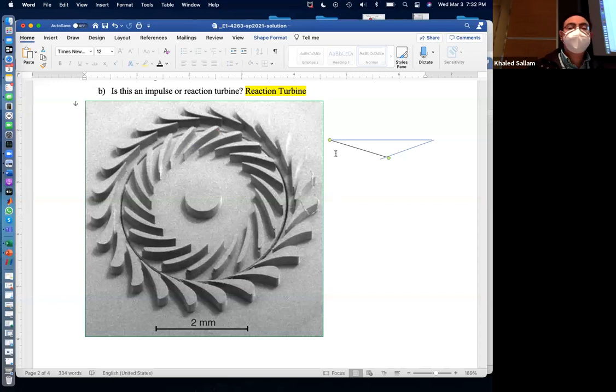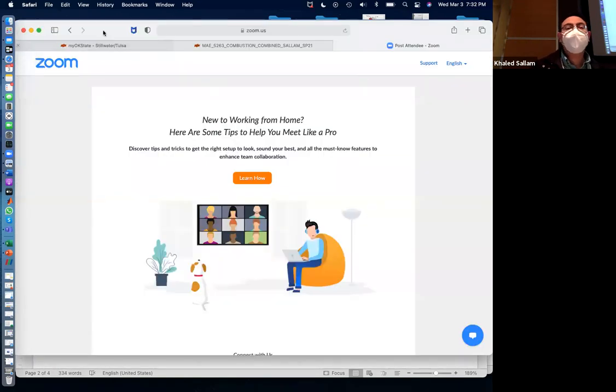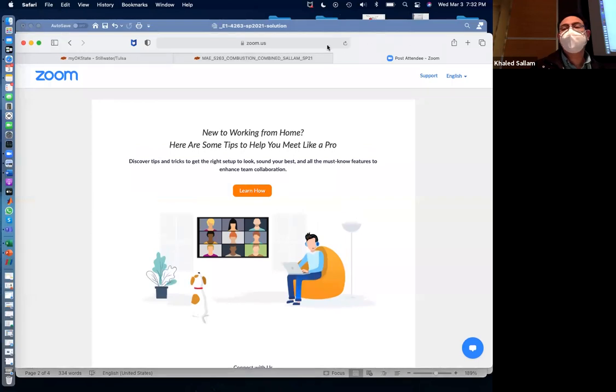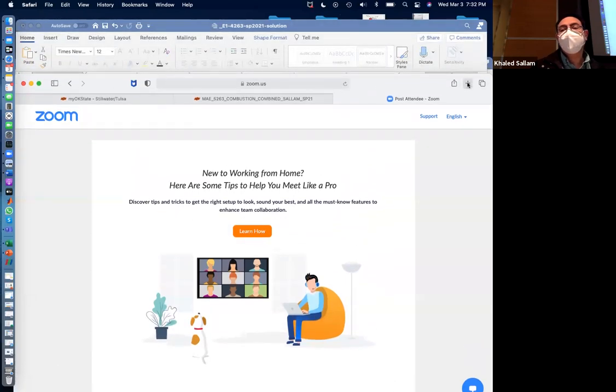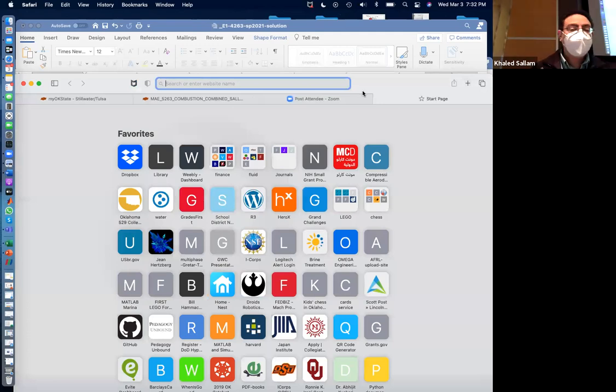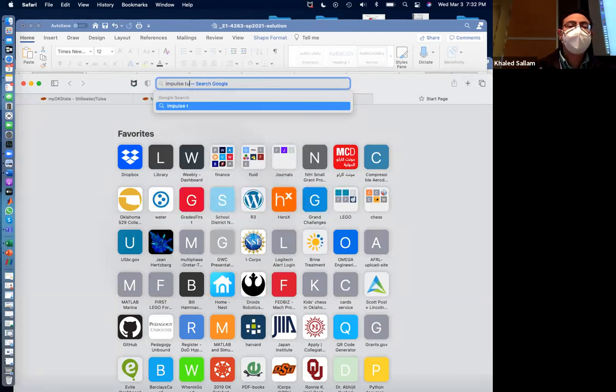So now the question: is it reaction or impulse? What's the difference? An impulse turbine does not have a pressure drop over the rotor. The rotor is just for flow direction, but does not change the pressure. So how does it look? If we Google an impulse turbine, we will see that it looks like a cup, kind of like a Pelton wheel. Impulse turbine plate, rotor.